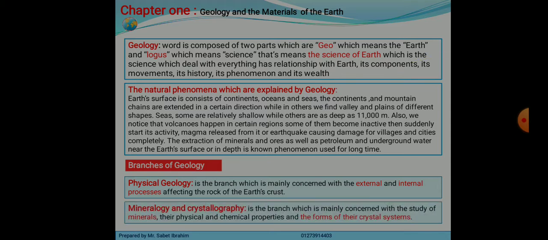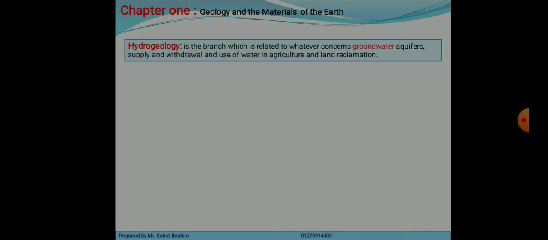Mineralogy and crystallography is a branch which is mainly concerned with the study of minerals, their physical and chemical properties, and the forms of their crystal systems. Hydrology is a branch which is related to whatever concerns groundwater, aquifers, supply and withdrawal, and use of water in agriculture and land reclamation. So hydrology is related to underground water.